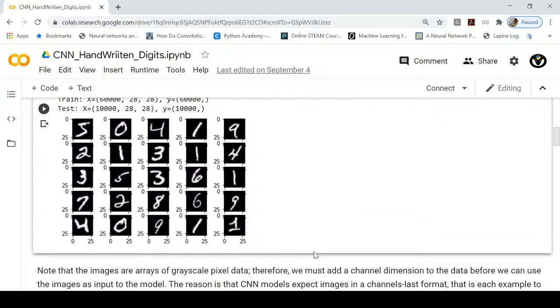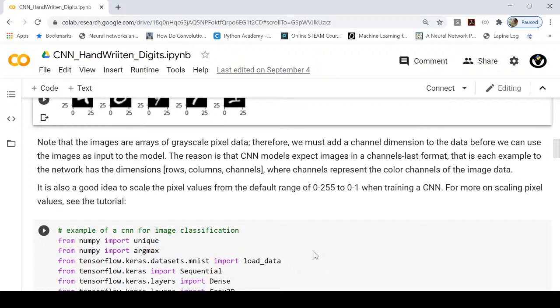Now, how does the algorithm work? It is also easy because it is available here. Okay, it is not always that easy. You have to do a lot of pre-processing and everything, which we are skipping considering the data is very fine. Note that the images are arrays of grayscale pixel data. Each image is divided as grayscale, where is the black spot, where is the white spot, and so on.